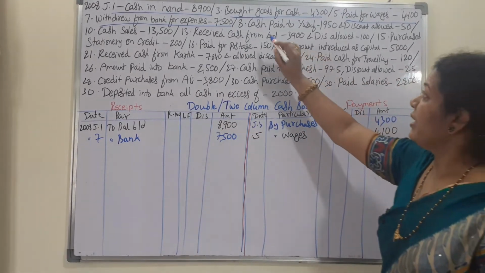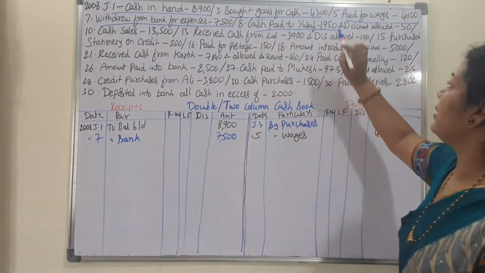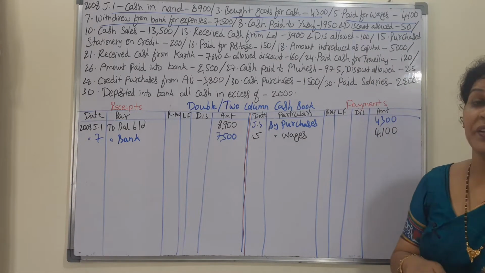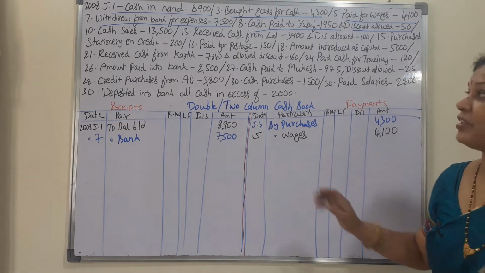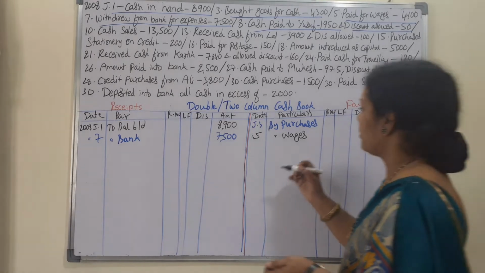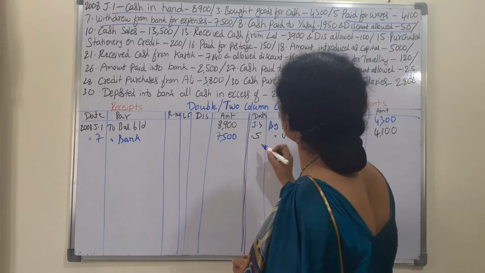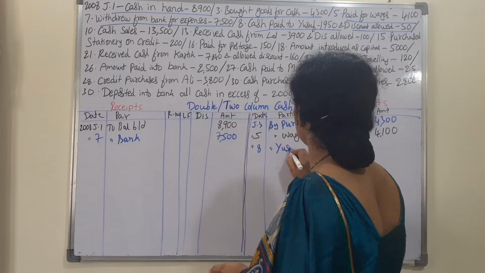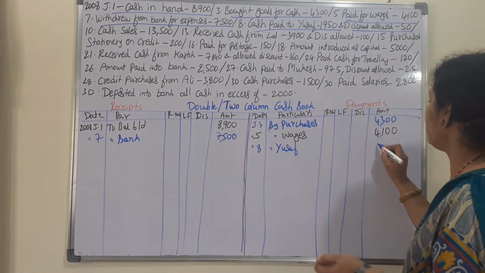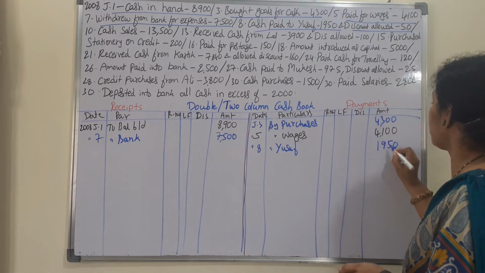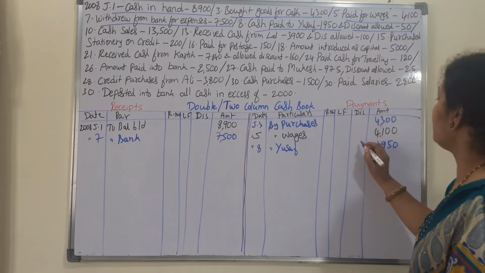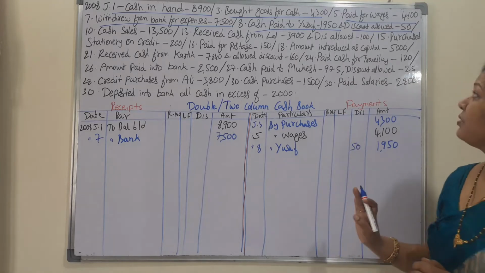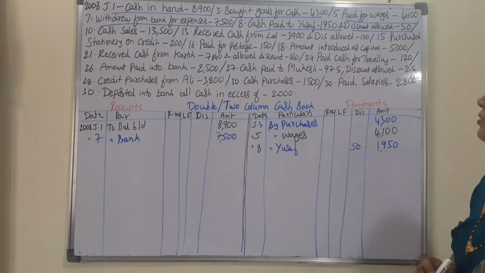Then after that, 8th, cash paid to Yusuf 1,950 and discount allowed 50. Cash paid, all payments will be on the credit side. Paid to Yusuf, so on 8th, by Yusuf, paid to him 1,950 and discount allowed 50 rupees. Simply, we will write it in the discount column, discount allowed to him 50 rupees.